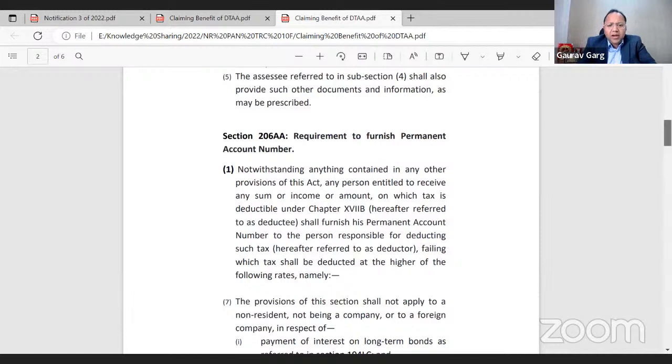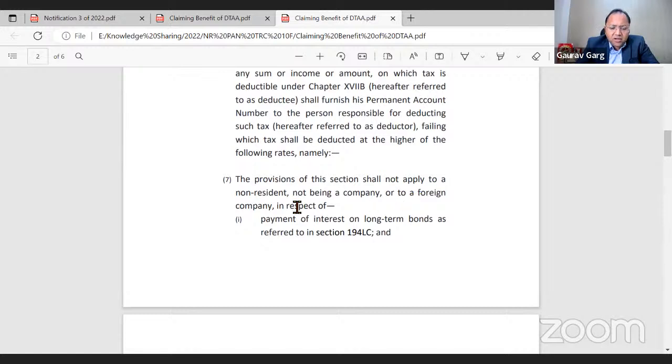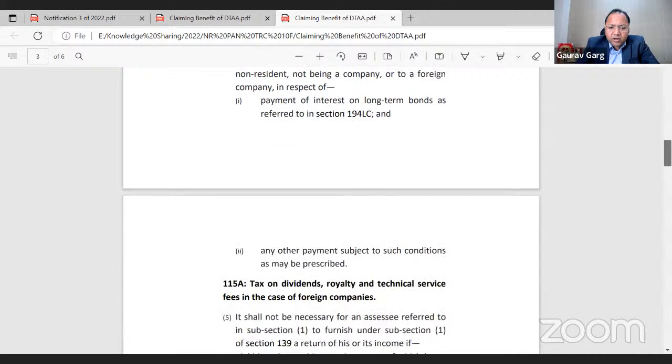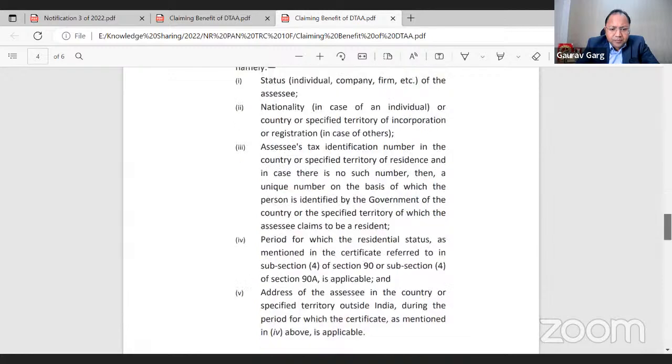So here is 206AA. It says requirement to furnish permanent account number. Notwithstanding anything contained in any other provision of this Act, any person entitled to receive any sum or income or amount on which tax is deductible under chapter 17B shall furnish his permanent account number to the person responsible for deducting such tax. However, the provision of this section shall not apply to a non-resident, not being a company, or to a foreign company in respect of payment of interest on long-term bonds as referred to in 194LC, and any other payment subject to such conditions as may be prescribed. So now what are the conditions? It is given under rule 37BC.